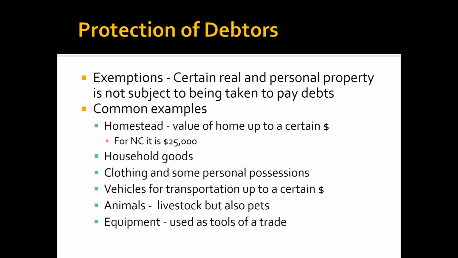Homestead, this is the equity in your home. North Carolina protects up to $25,000 of your home's equity value. Household goods to a certain amount can be protected. Again, there's going to be real numbers here. Clothing and some personal protections can be protected. Vehicles used for transportation up to a certain amount. Again, varies from state to state, so I'm not going to give you hard numbers here. Animals, livestock being here mainly because they're producing, but also pets. You can't foreclose pets. Equipment. These are things used in tools of trade. All those can be protected.